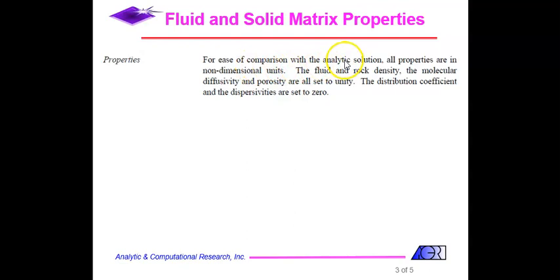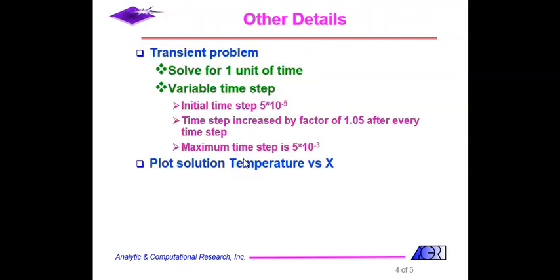For ease of comparison with the analytical solution, all the solid and the fluid properties are set to 1. That is, the fluid density is set to 1, as is the rock density, and the molecular diffusivity of the species in this medium. The soil porosity is also set to 1. The distribution coefficient and the longitudinal and transverse dispersivities are set to 0. We will solve this problem in the transient mode for 1 unit of time.